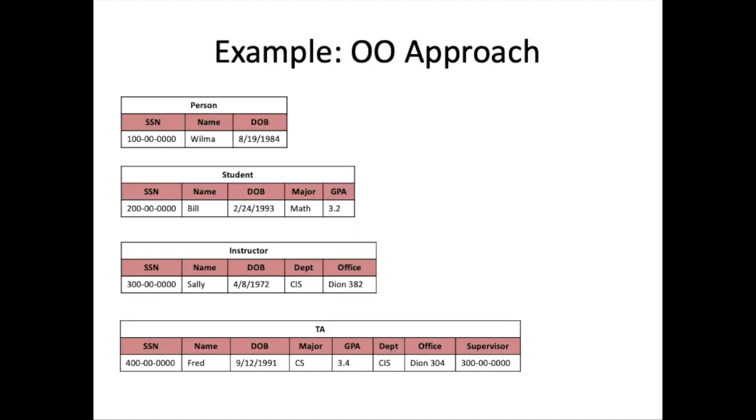So here's what this example would look like. We'd have these four tables: person, student, instructor, and TA. And with these four people, each table would get just one row in it. Wilma would be recorded in the person table, and Bill, who's the student that is not a TA, would be recorded in the student table. And Sally, who's a professor and not a TA, would be recorded in the instructor table. And Fred, who's both a student and an instructor, because he's a TA, would be recorded in the TA table. Okay, so that's sort of the way our data would end up being organized.